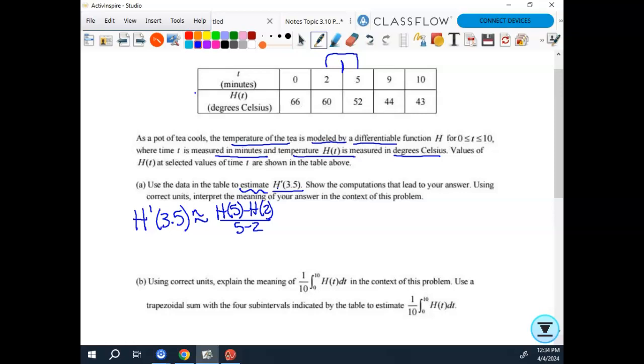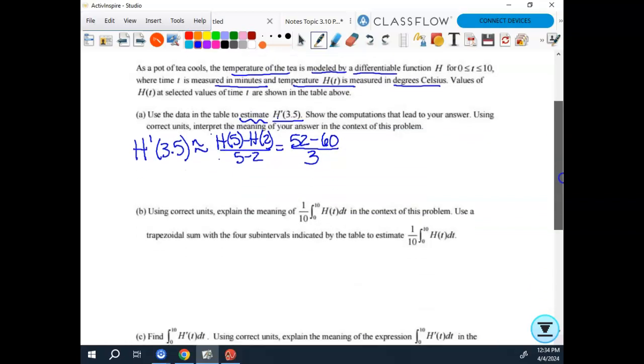One of the things that they are looking for is a difference quotient where you literally subtract things, okay? So it may seem ridiculous, but that needs to be there. All right, so then h of 5 is 52 minus h of 2, which is 60, over, and I could leave it 5 minus 2, or I could put 3 here. It doesn't matter either way. Do I have to actually go any farther at all? No. Okay, so this is fine.